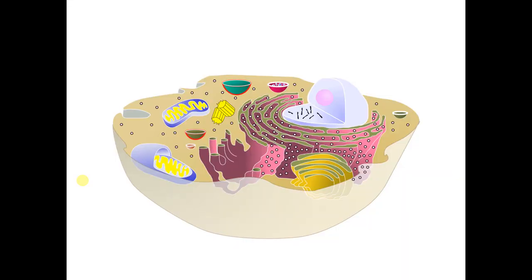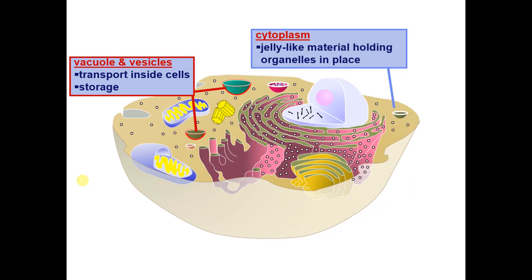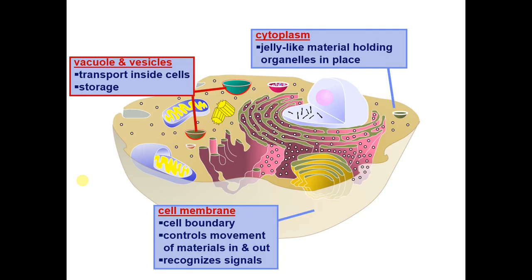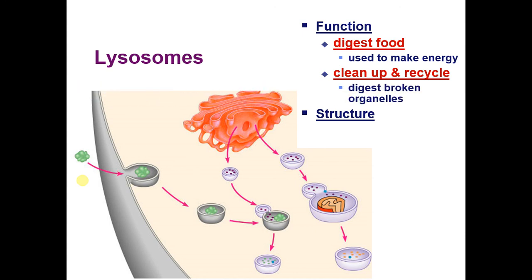So if you look now surrounded in red, those are the vacuoles and the vesicles in the cytoplasm. And the cell membrane that we talked about already. Lysosomes are kind of a special vesicle that contain enzymes that digest food and clean up and recycle other waste products that they don't want to take up space anymore.